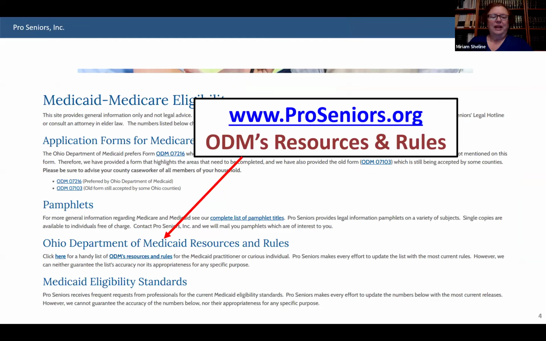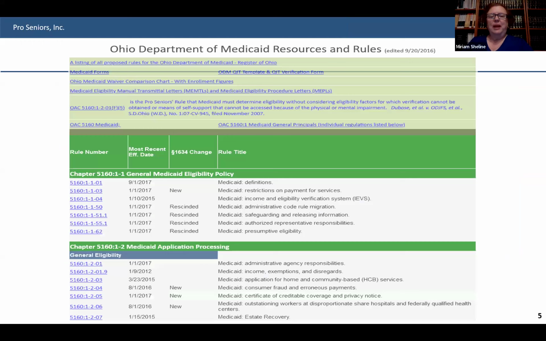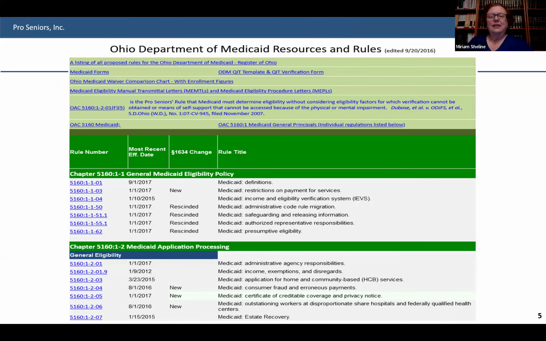And as you scroll down, number 1, you will see that we have a link for all the rules for the Ohio Department of Medicaid. If you click on that, that will take you to this page that has the links for the various regulations.